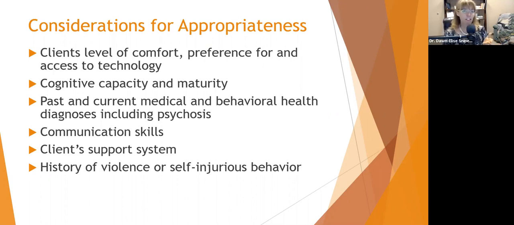People with fetal alcohol spectrum disorders, for example, often communicate, they talk, they send out information at a much higher level than what they're actually receiving. The stuff that they receive, they have difficulty interpreting and encoding. My preference, not that there's a hard and fast rule, my preference for that particular population would not be e-therapy unless it was video-based. You want to look at past and current medical and behavioral health diagnoses, including psychoses.